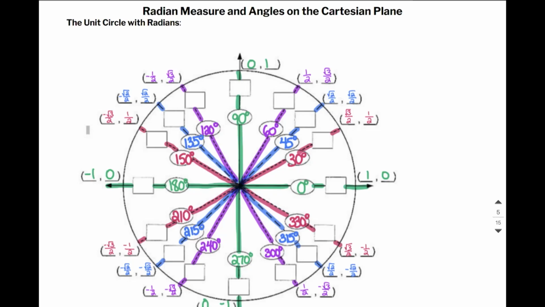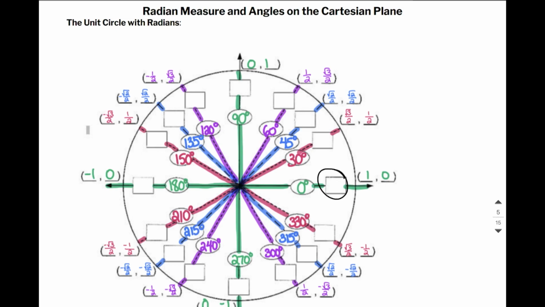Hi people, this video is on radian measure and angles on the Cartesian plane. I just want to do a quick refresher on the unit circle with radians. So this unit circle is filled in with all the degree measurements, all the coordinates. I just want to talk about radians.